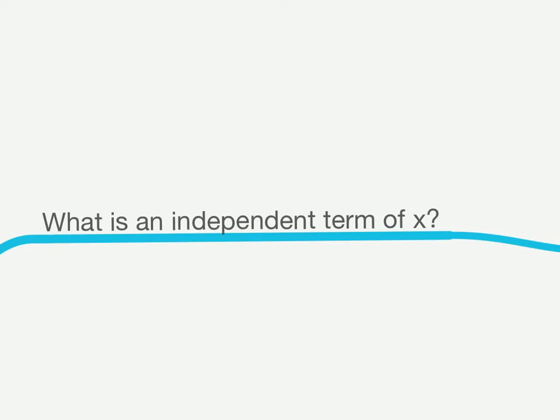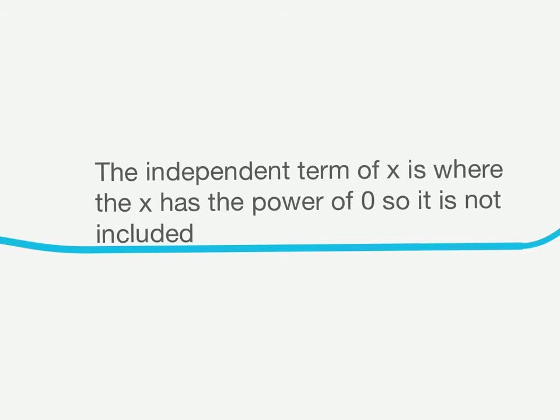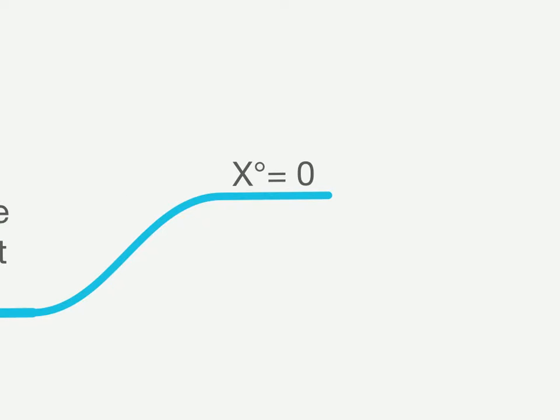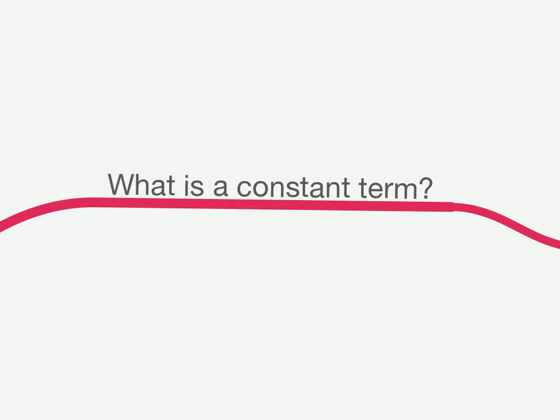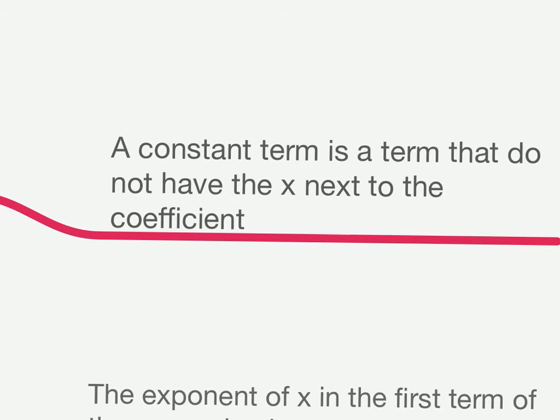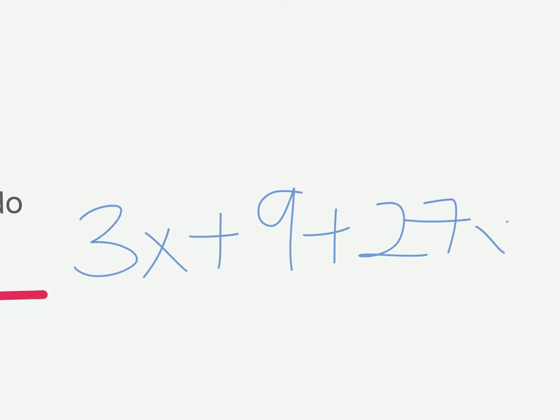What is an independent term of x? The independent term of x is where x has the power of 0, so it is not included. What is a constant term? A constant term is a term that does not have the x next to a coefficient. So an easy example to remember would be something like 3x times 9 times 27x squared, just an example. So 9 will be the constant term as it doesn't have an x next to it.